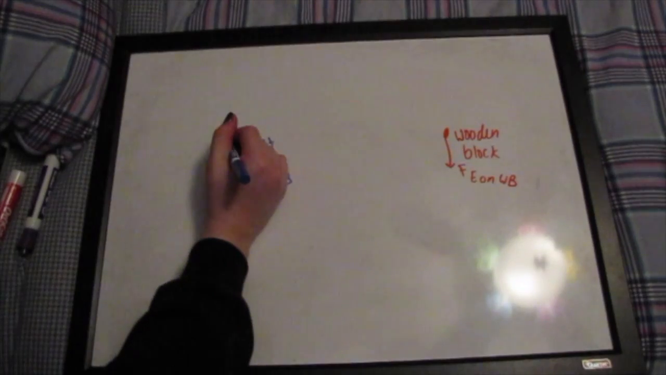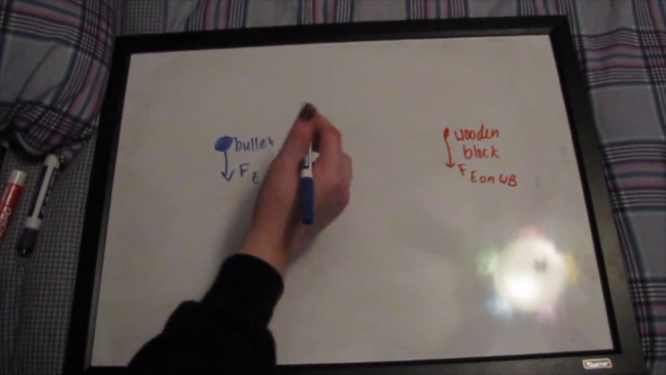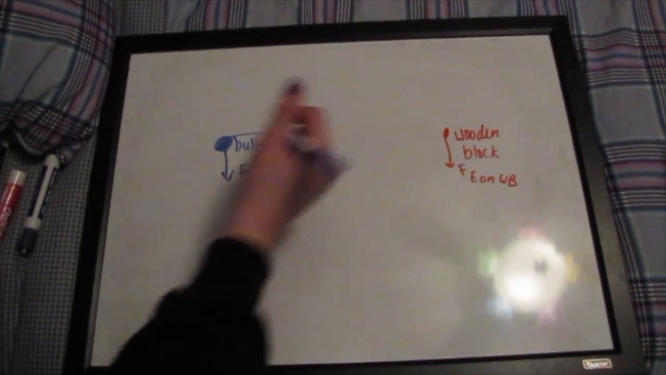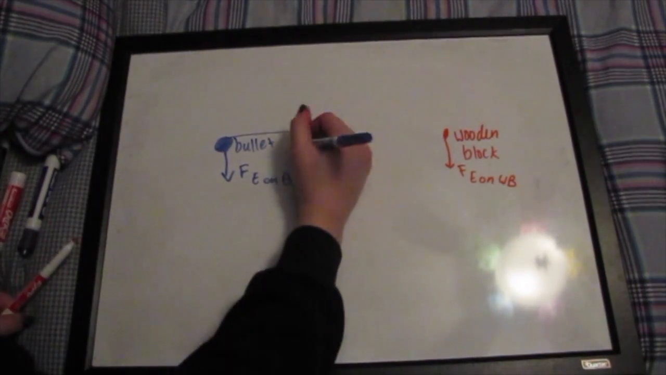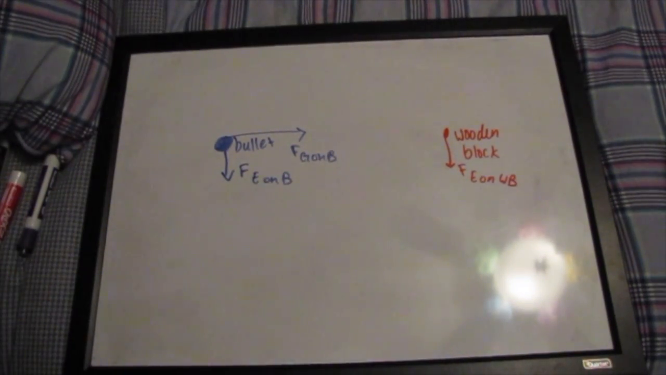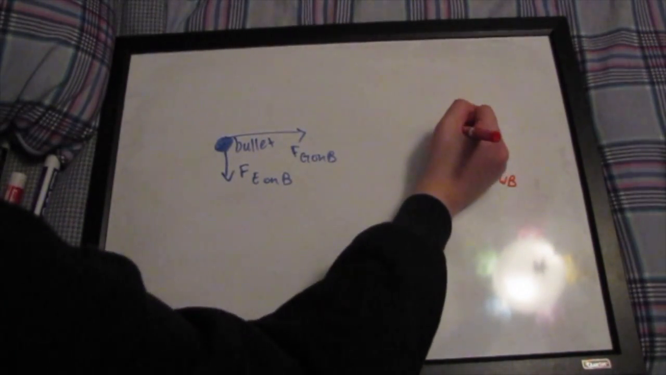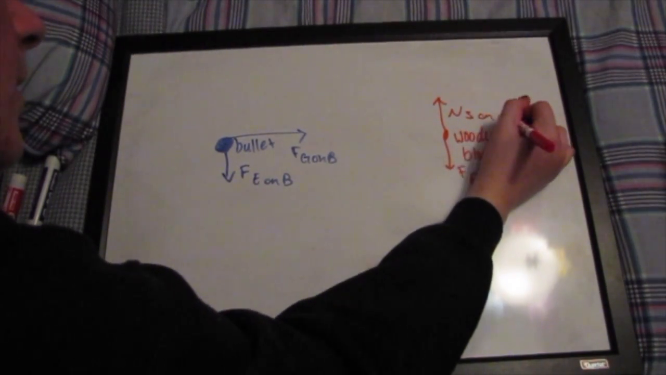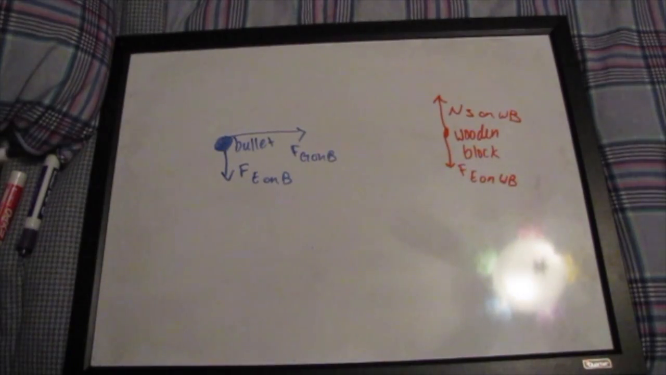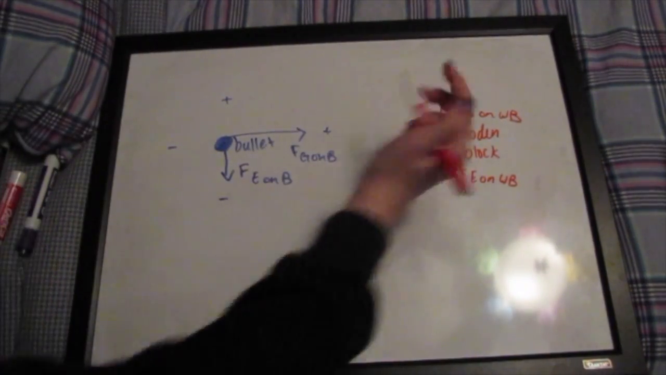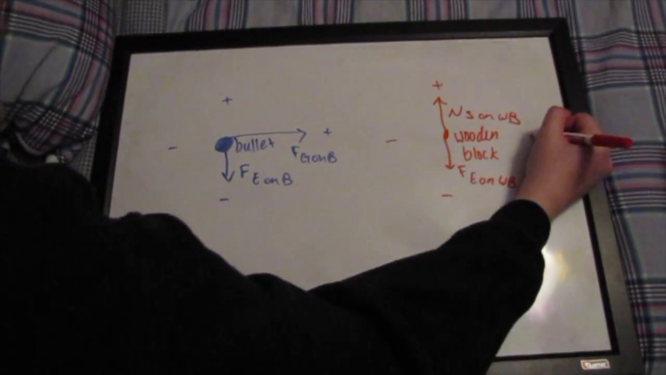Now, the bullet does not have an upward force on it since it was shot. So it's only going to have a horizontal force from the gun it was shot from. So force gun on bullet. And the wooden block is resting on a horizontal surface. So it's going to have a normal force of the surface pushing up on the wooden block. And again, we need to give these directions. So we have to label them positive, negative, negative, positive. And again, positive, negative, negative, positive.